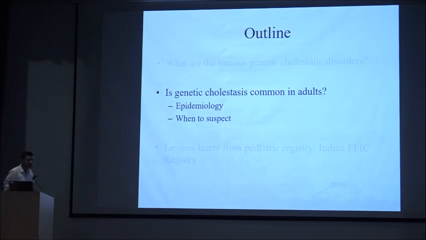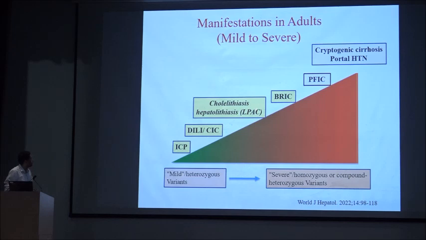And if yes, when to suspect it? Now the spectrum of presentation in adults with intrahepatic genetic cholestasis can vary from very mild or episodic to very severe, leading to cryptogenic cirrhosis, portal hypertension, cholangiocarcinoma, and HCC. Now the first 2 components, that is the ICP, intrahepatic cholestasis of pregnancy, DILI, drug-induced liver injury, and CIC, that is almost similar to ICP, that is contraceptive-induced cholestasis.